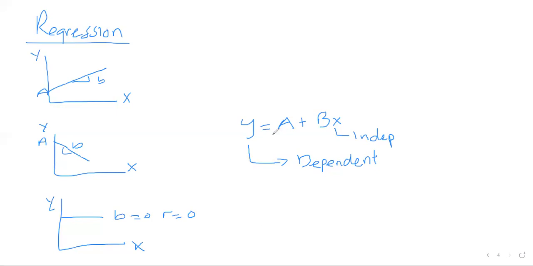There are key terms that we're going to look at. What did I say is A? A is what? It's the y-intercept. And what is B? The gradient or the slope. Are we together?